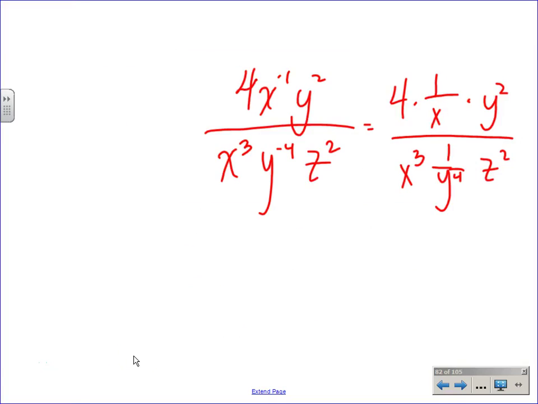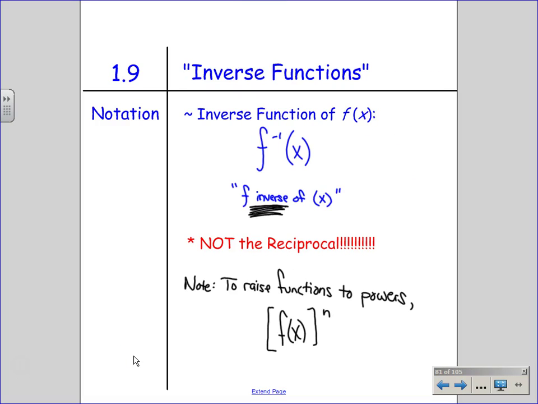The first page of notes, which is why we didn't get very far. "Of" was important from our homework questions yesterday. Of, not multiply, but then in 1.9, didn't we have something new? F inverse, not f to the power of, right? Very different. So f inverse, not f to a power.